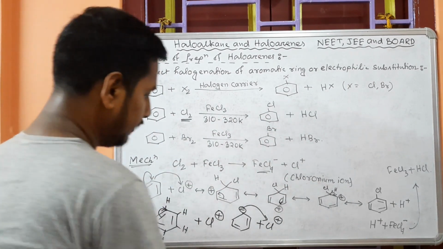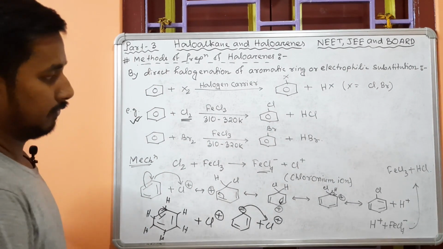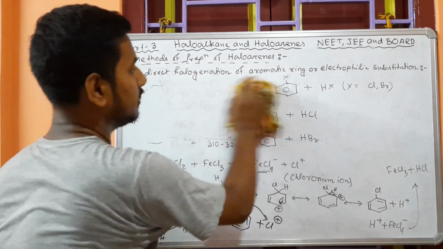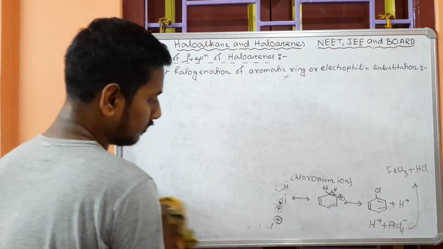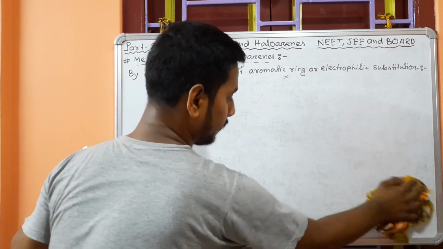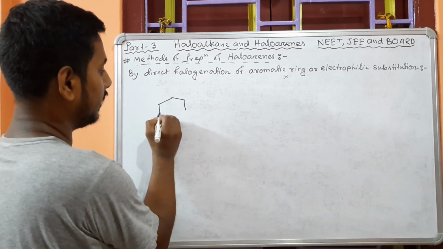Okay. Now see, this is the mechanism. Note down this thing. Okay. Fine. So the next one is for the preparation of iodobenzene. If you do the same reaction for iodobenzene, there is one problem. Okay. See the problem. Say you have benzene.